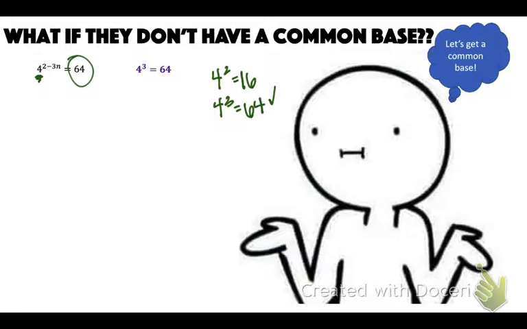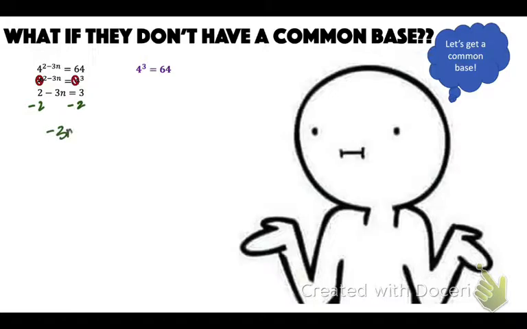Okay, so then I'm just going to replace that 64 with 4 cubed. And then again, I can just cancel those bases, and I have 2 minus 3n equals 3. So I'm going to subtract the 2. I get negative 3n equals 1. Divide by negative 3. So n equals negative 1/3. Cool? Click through that. That's exactly what we get.